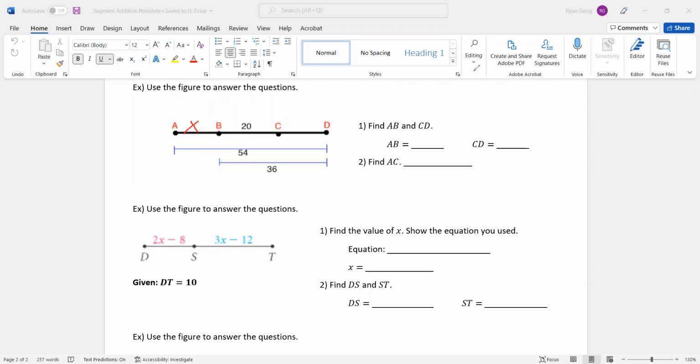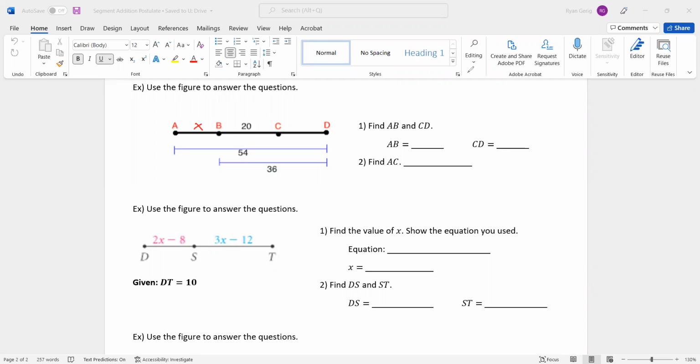Do I know anything about X? Okay. I'm looking at that and I'm seeing, well, I know X and 20 make this segment here. Do I know what that whole segment is though? I don't. So that's not going to help me.